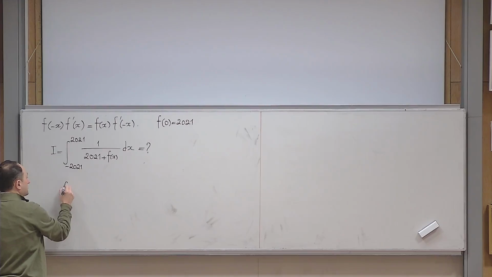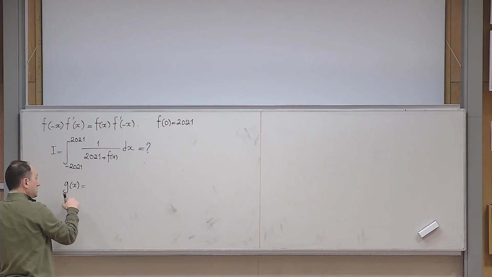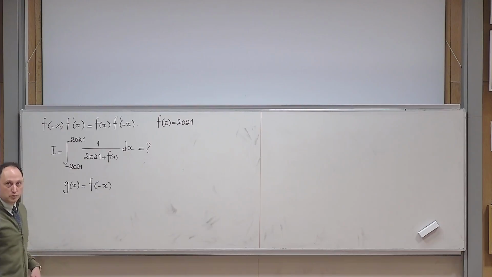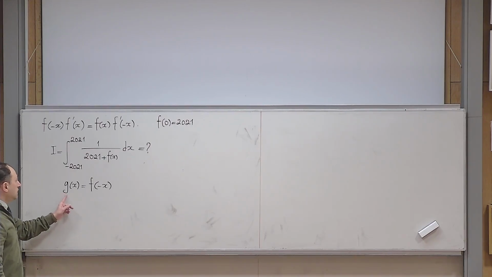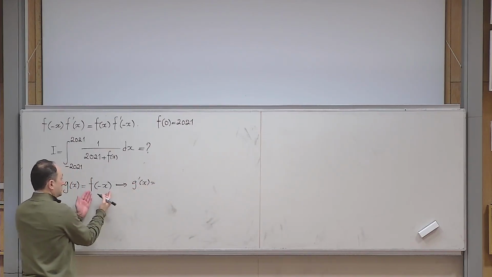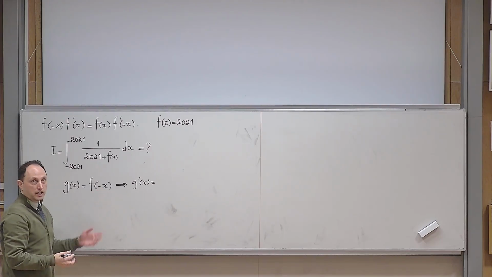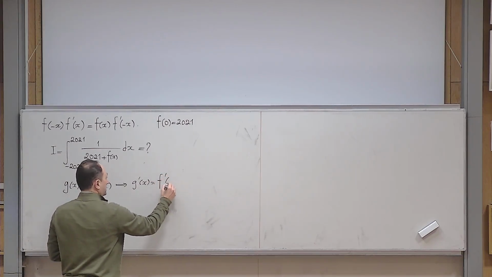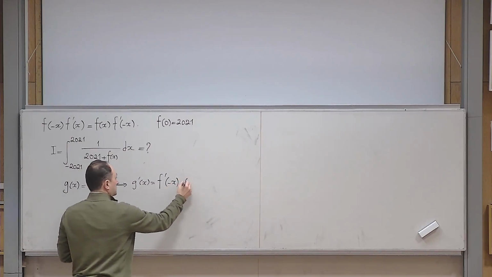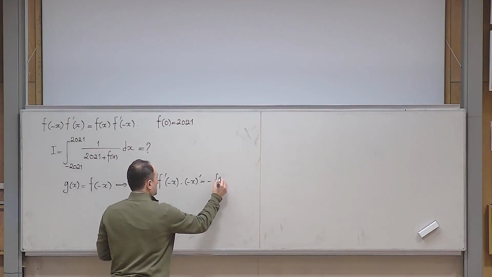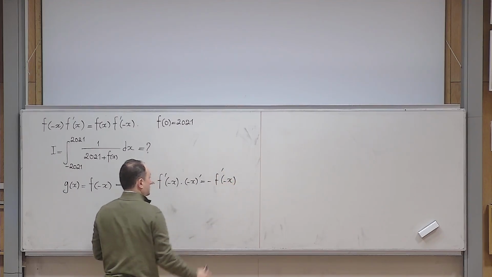Okay, so let me introduce a function g of x, a function g whose rule is g of x equals f of minus x. You don't have to, but I think it will help us to understand things a little bit better. Now if I differentiate this function, g prime of x, I have to apply the chain rule. So it becomes the derivative of f calculated at minus x, multiplied by the derivative of minus x, which gives me a minus 1, so I can write it as minus f prime of minus x.